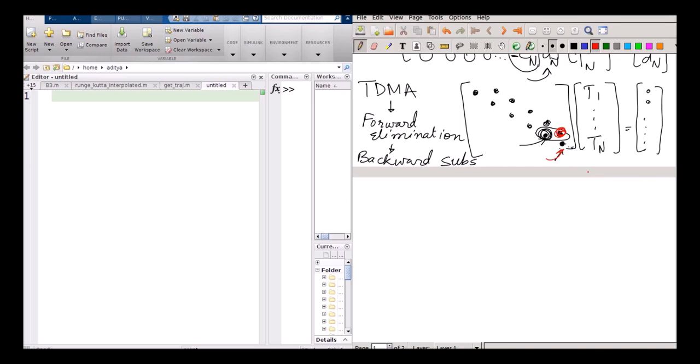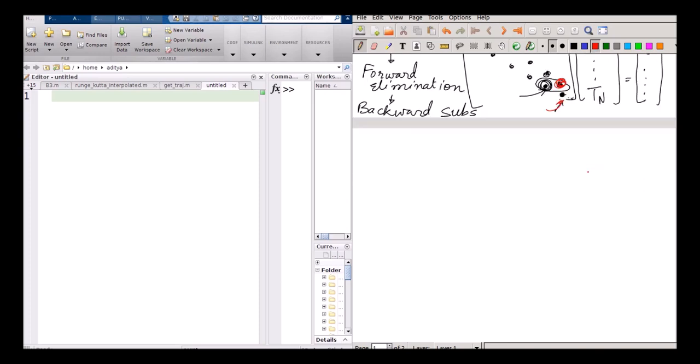So without further ado, let me go straight to the algorithm. So we have Ai Ti is equal to Bi Ti plus 1 plus Ci Ti minus 1 plus Di.